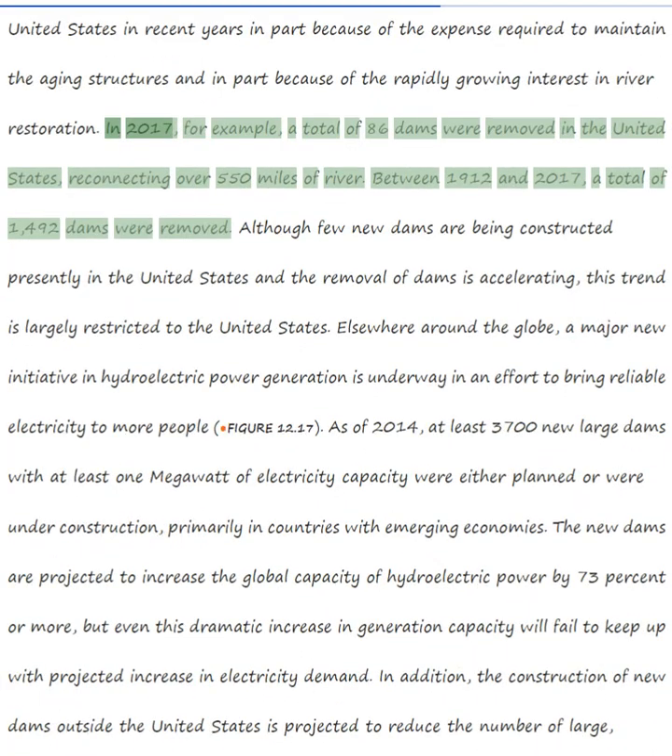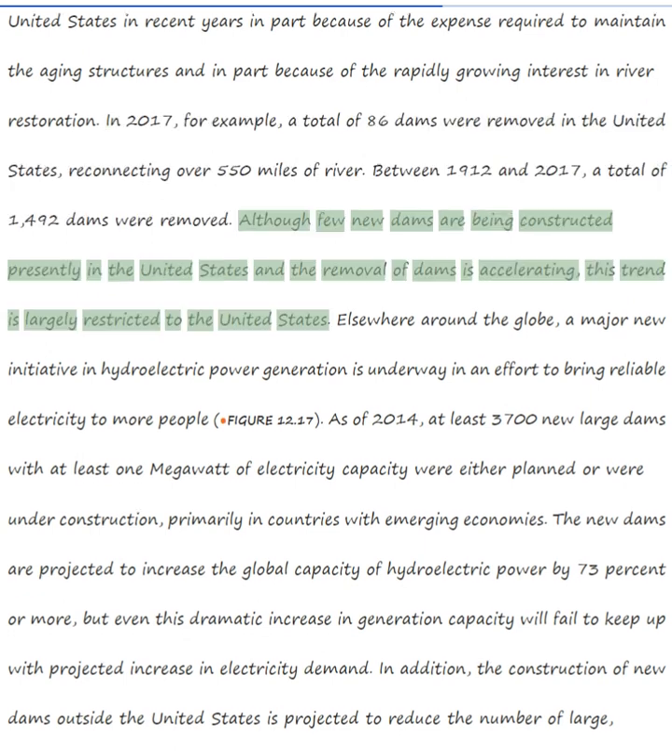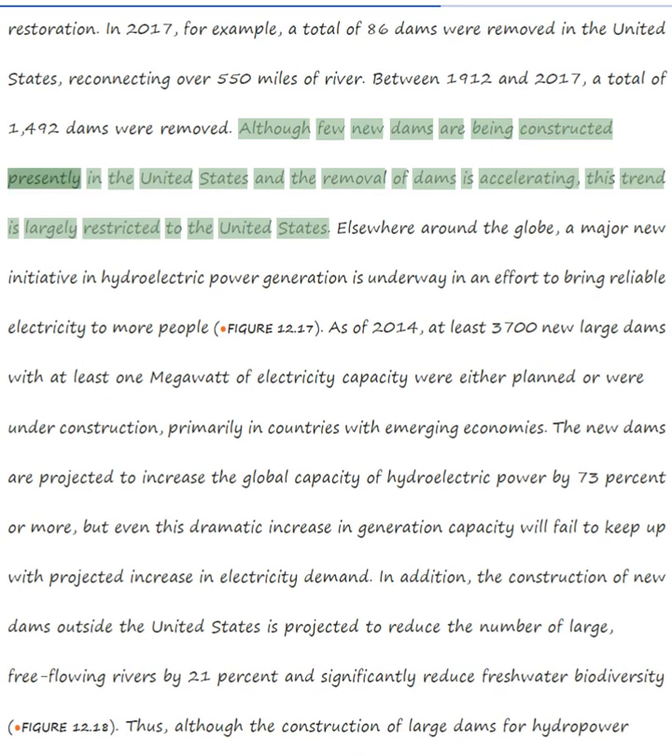In 2017, for example, a total of 86 dams were removed in the United States, reconnecting over 550 miles of river. Between 1912 and 2017, a total of 1,492 dams were removed. Although few new dams are being constructed presently in the United States and the removal of dams is accelerating, this trend is largely restricted to the United States.